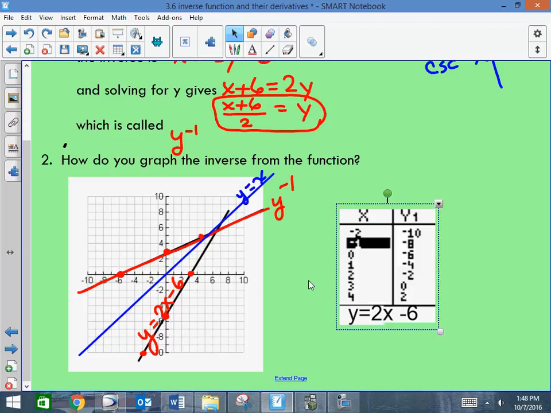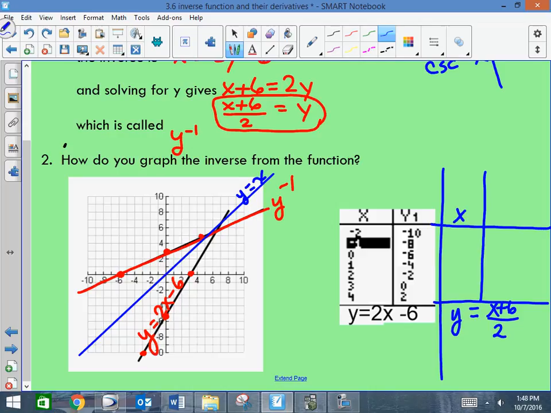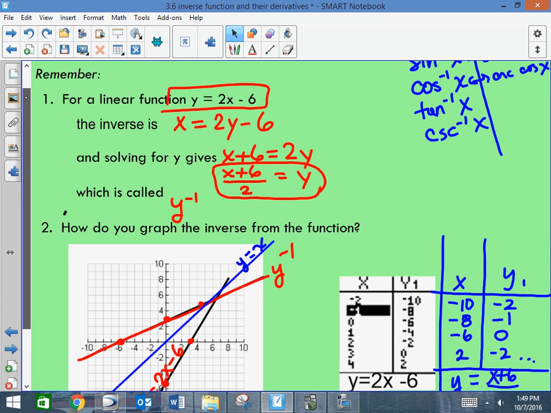Okay? If you take the ordered pairs that are in y equals 2x minus 6 and flip them around, that's what we talked about. This is y equals x plus 6 over 2. What are some ordered pairs? Yes. Negative 8, negative 1, and so on and so forth. Okay? And if you know it's linear, you don't have to have so many. 3 should do it. Okay? All right, so that's linear, just basic inverse functions.